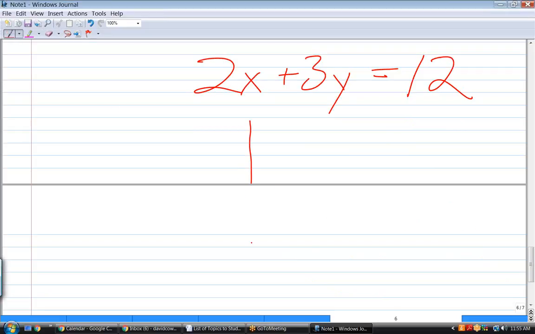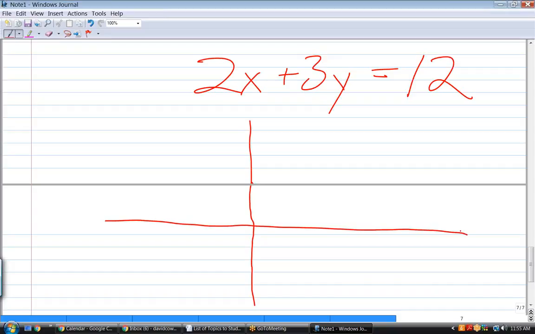And that is to graph its x-intercepts and its y-intercepts. What's the definition of y-intercept? What is x going to be when I have a y-intercept? X would always be 0. Right. So let's solve this for y, letting x be 0. What do you get for y?